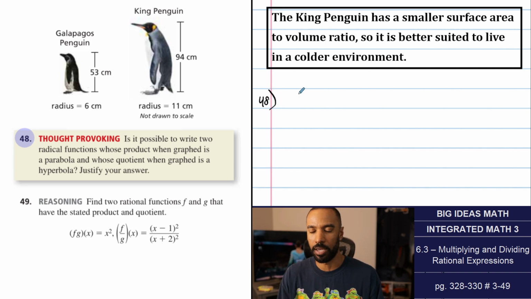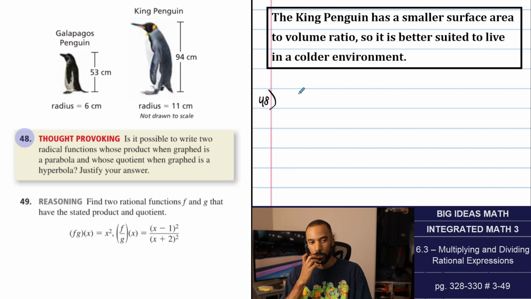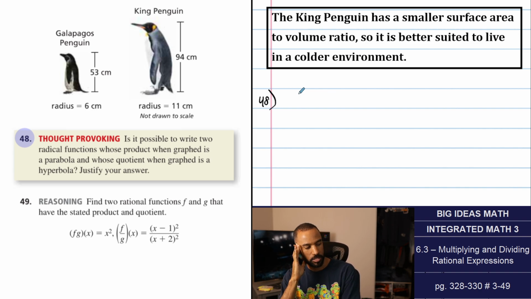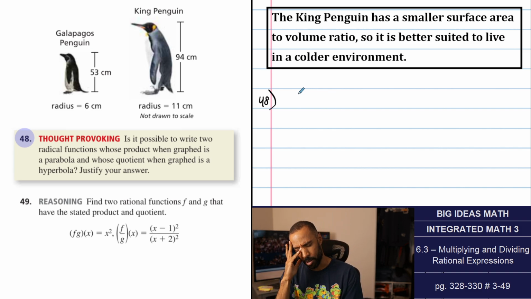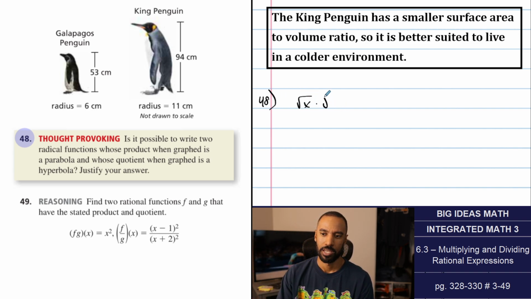I can't think too big on this one, otherwise I'm going to mess up. If I did root x times root x, I get x. So let's do something bigger, but they have to stay as radicals. Would root x squared count as a radical? I don't think so. So how about root x times root x cubed? That's root x to the 4th, which is x squared. So that's a parabola.